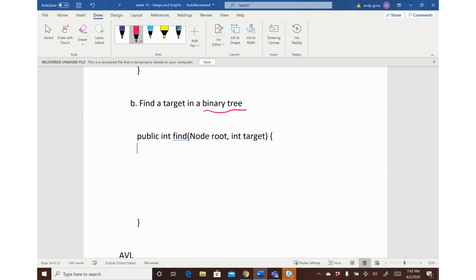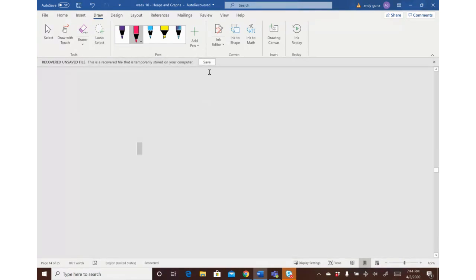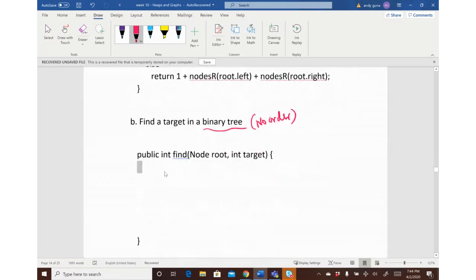But if you try to find a target in a binary tree which has no order, okay, I'm doing things with no order for you to think about the things with order, this means that you have to traverse, because you have no idea where the element is. So we're going to have to go through every element in this tree because we have no idea where this thing is. All right, so how do you go through every element in a tree?